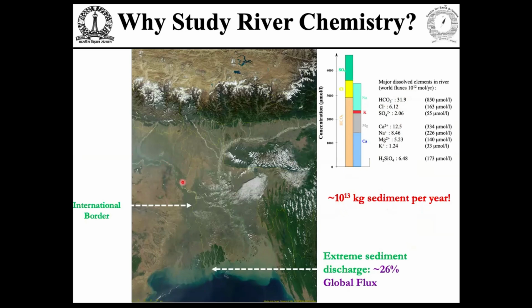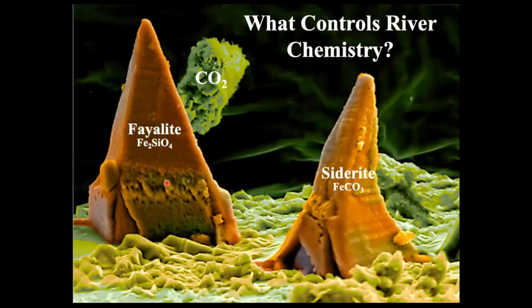You can see the main channel of Ganga coming in and the main channel of Brahmaputra river coming in. This is the Bengal basin. And you can see from a satellite image how much sediment is being poured into Bay of Bengal. So in terms of total sediment discharge, these two rivers combined account for around 26% of the global flux. So we are actually looking at 2.5 trillion kilograms of sediment being discharged in the Bay of Bengal in this photograph. So the question is, what controls river chemistry?